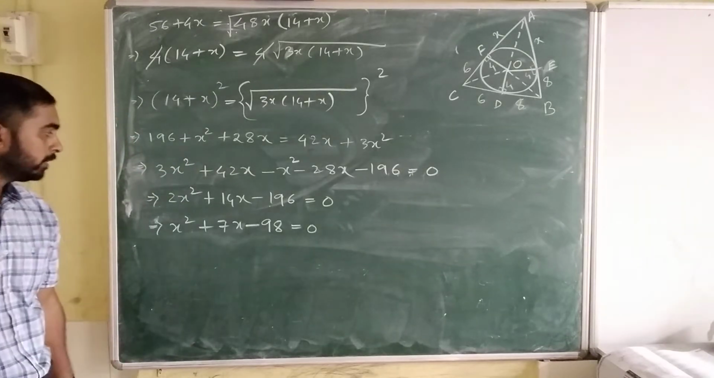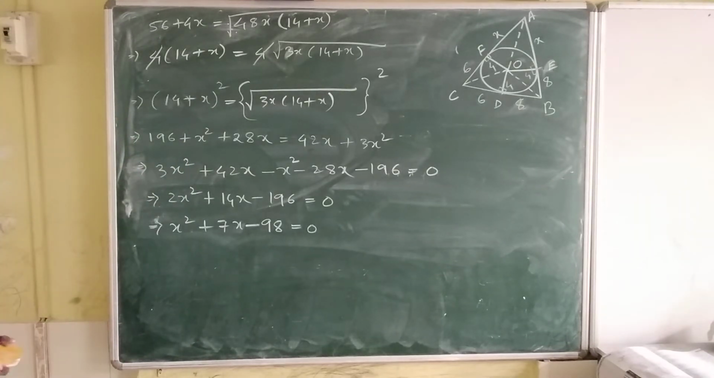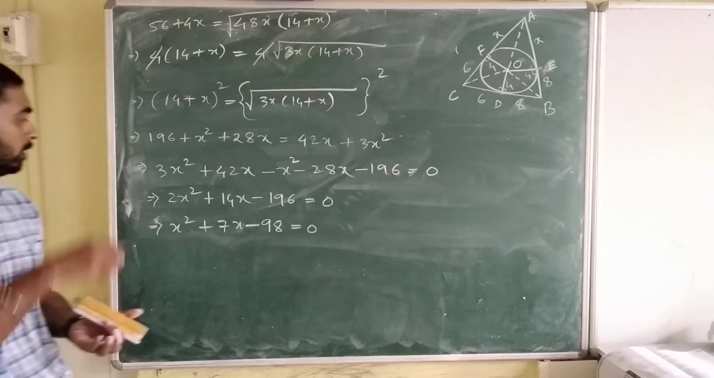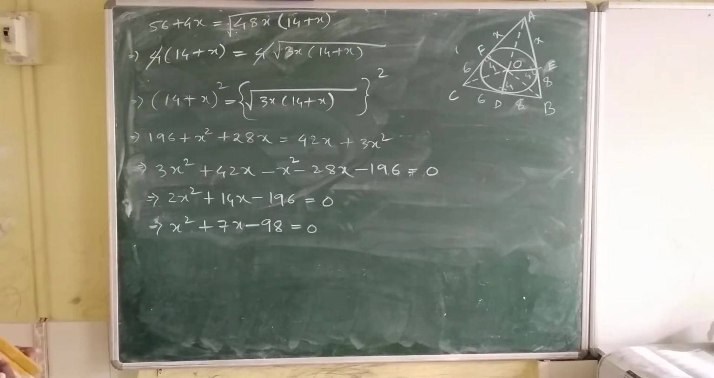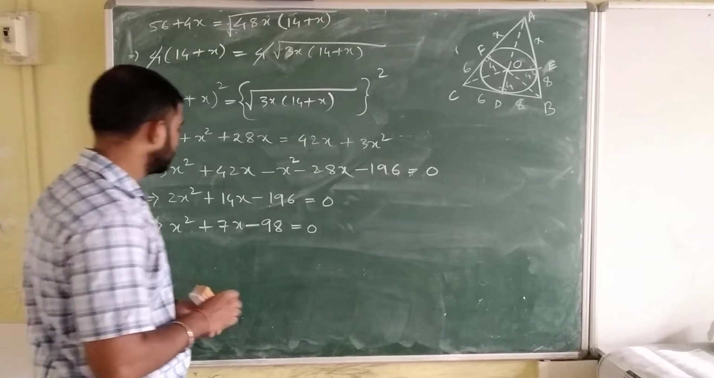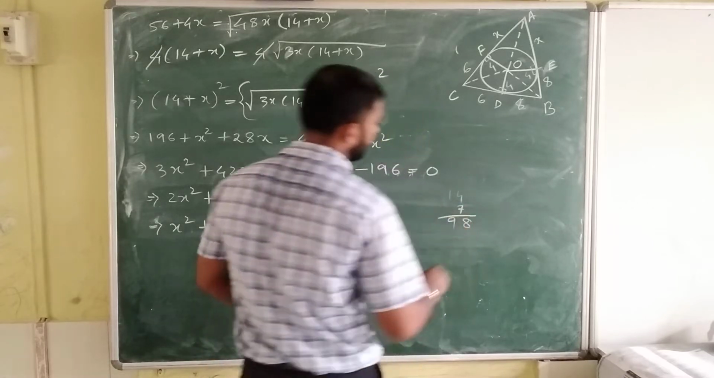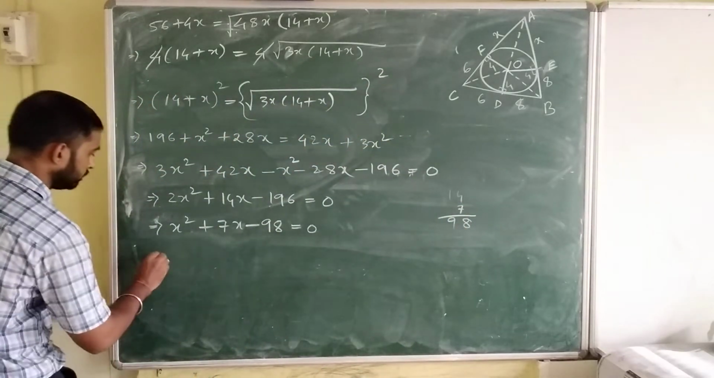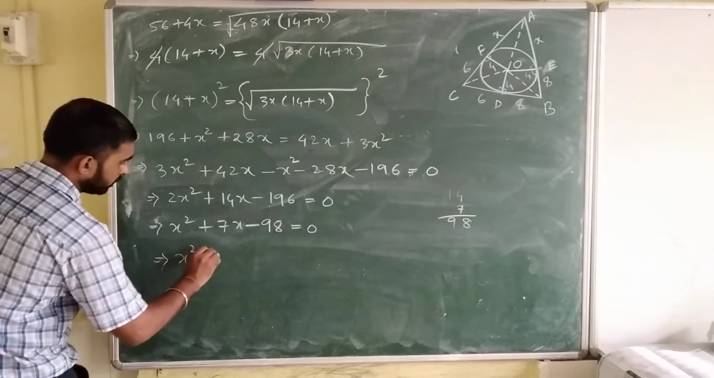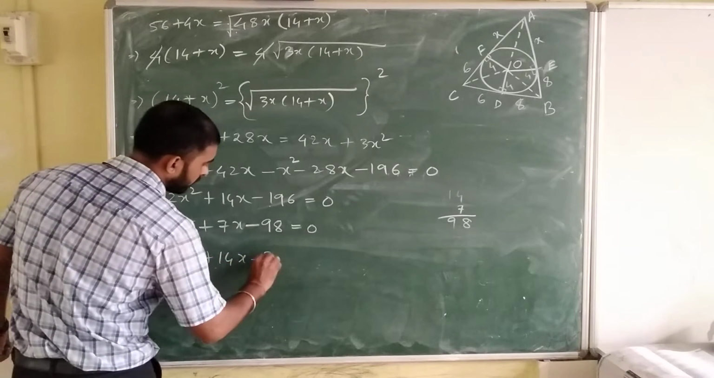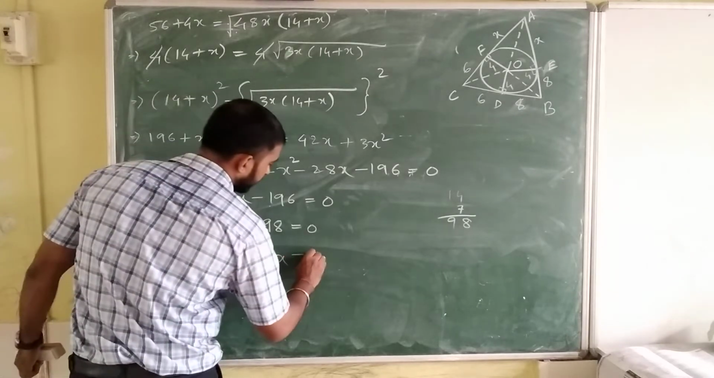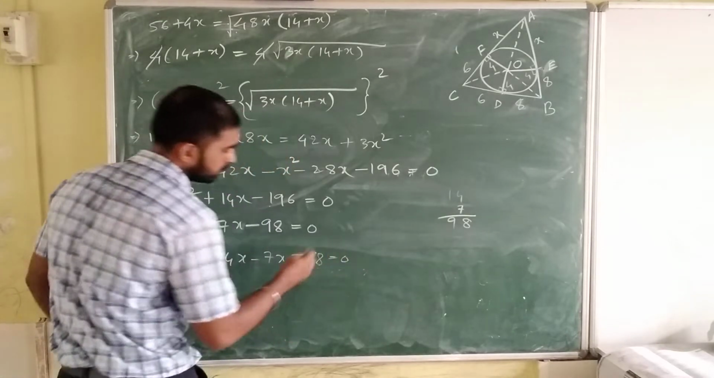Now 98. What are the two numbers? 98, 14 and 7. Yes, 98. So x square plus 14x minus 7x minus 98.